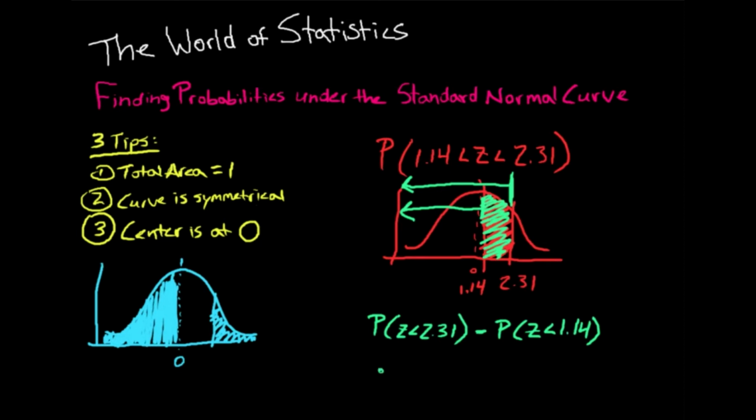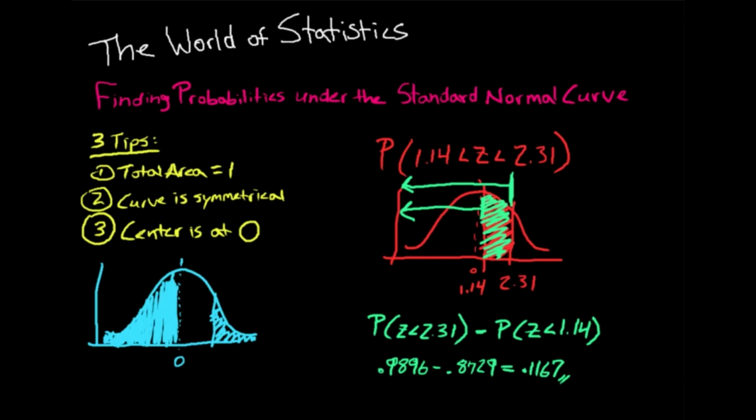So we're going to have 0.9896. We're going to subtract 0.8729. And that gives us a value of 0.1167. So the probability that z is greater than 1.14 but less than 2.31 is equal to 0.1167.